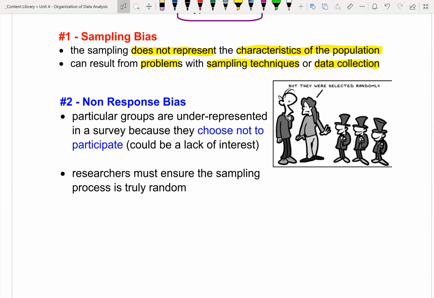Non-response bias. So this is where particular groups are underrepresented in a survey because they choose not to participate. So whether it's a lack of interest or whatnot, you're not getting a response from certain groups. And the researcher has to ensure that the sampling process is truly random. Right? Because if you're not getting responses from particular groups, or certain groups are not being represented, then that has to deal with the sampling or the sampling process.